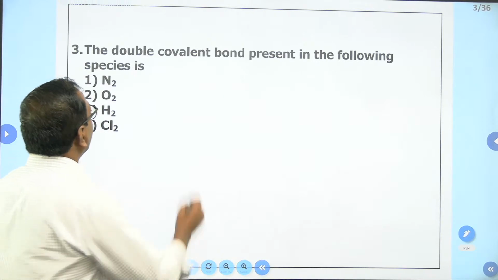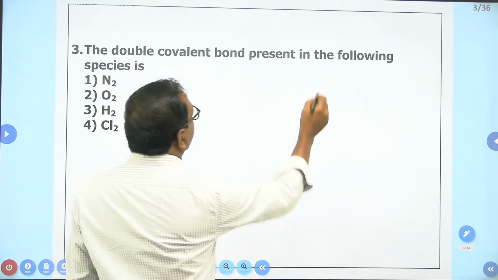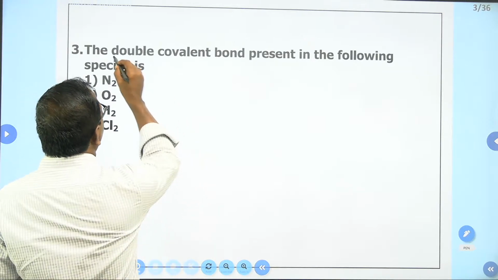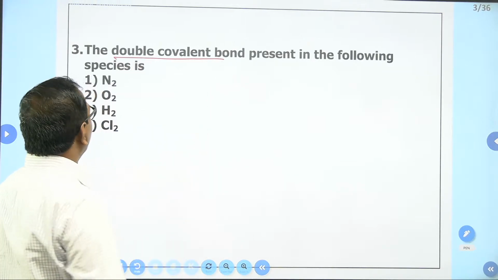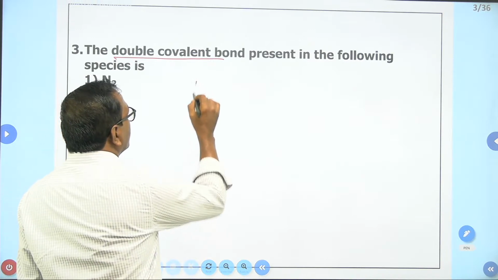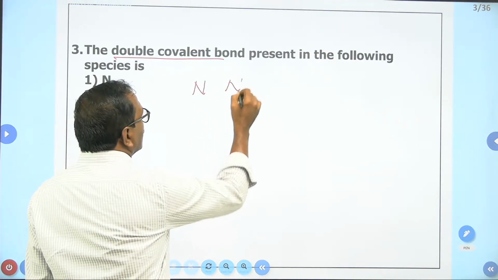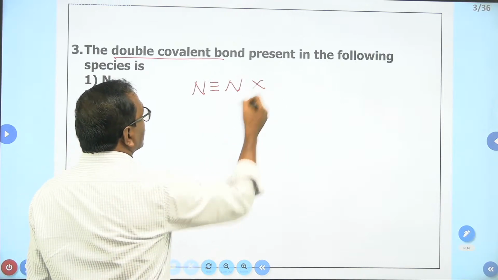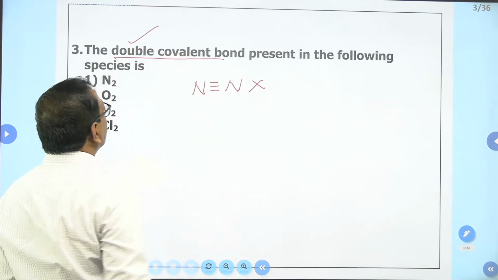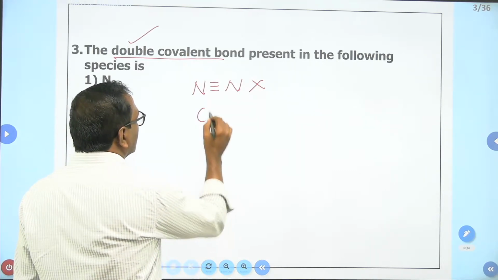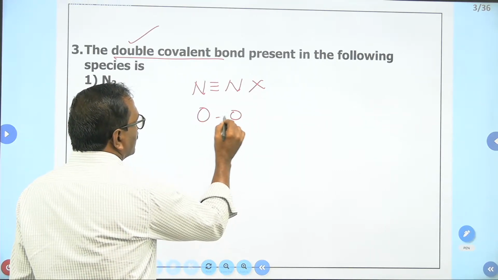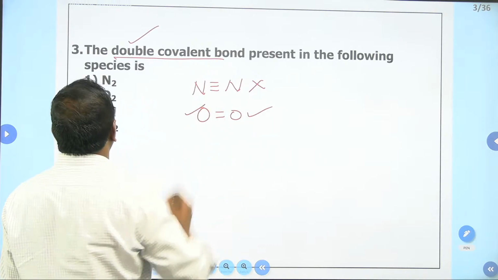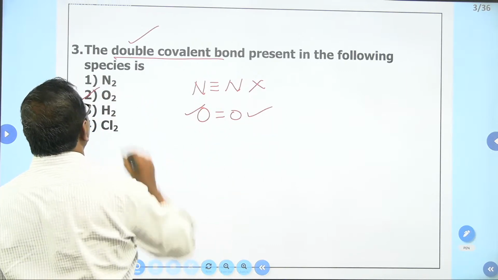Question number 3. The double covalent bond is present in the following species here. Between the two nitrogen atoms, a triple covalent bond is present. Hence, this is not correct because they are asking for a double covalent bond. Consider oxygen atoms now. Between the two oxygen atoms, a double bond is there. Hence, this is the right option here. Therefore, you select oxygen here.